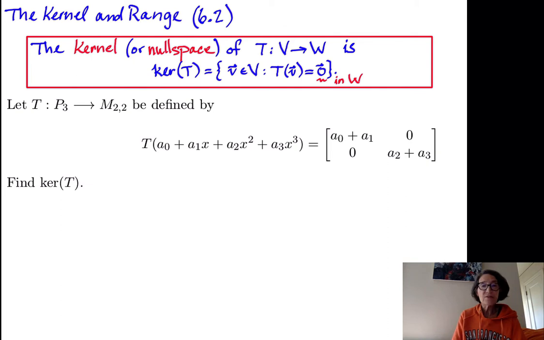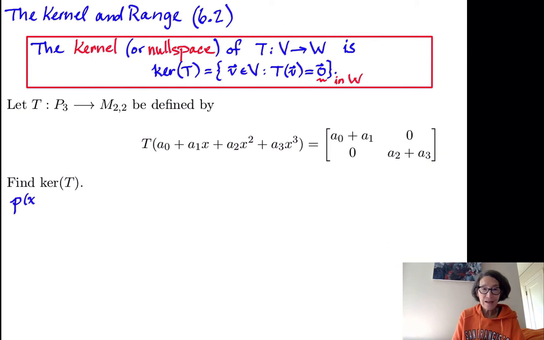Suppose we have this linear transformation from the vector space of all polynomials of degree at most 3 to the vector space of all 2 by 2 matrices, and it's defined in this way. T of the third degree polynomial with coefficients a0, a1, a2, a3 is equal to this 2 by 2 matrix. All right, so we're going to find the kernel of this transformation.